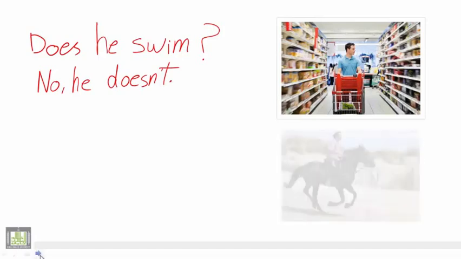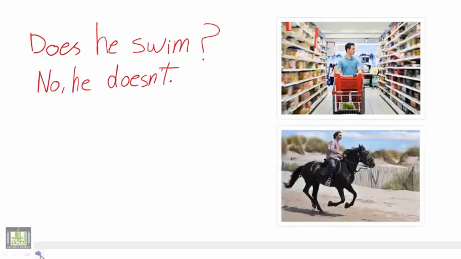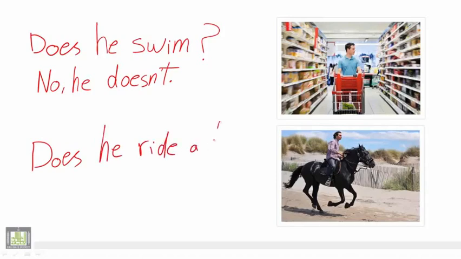Okay, let's see the second picture. We find a person who is riding a horse. Let's form a question. The same thing, we have a singular subject, so we start with does he ride a horse?